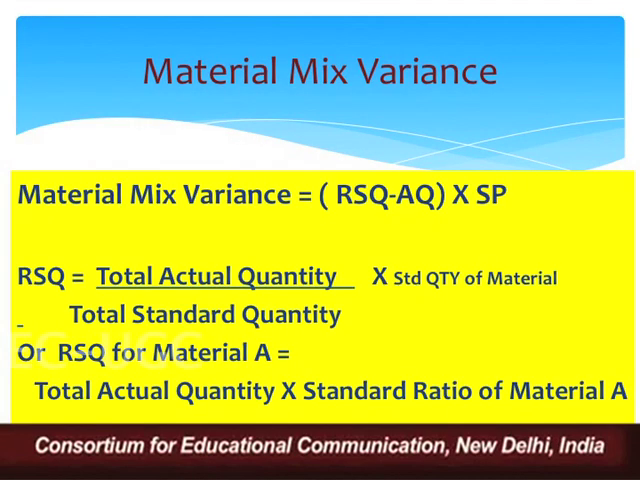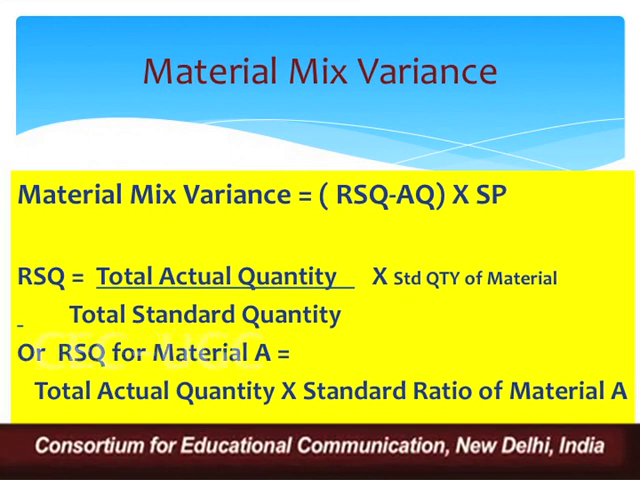In place of that, you can simply take the actual quantity and find out the ratio of different types of material, apply them to the actual units consumed, so that you can compute RSQ. Although in this particular numerical problem, I am using the formula which is given in most of the textbooks, alternatively you can apply the suggestion which I am giving here for computing RSQ. So let's have a look at the formula.